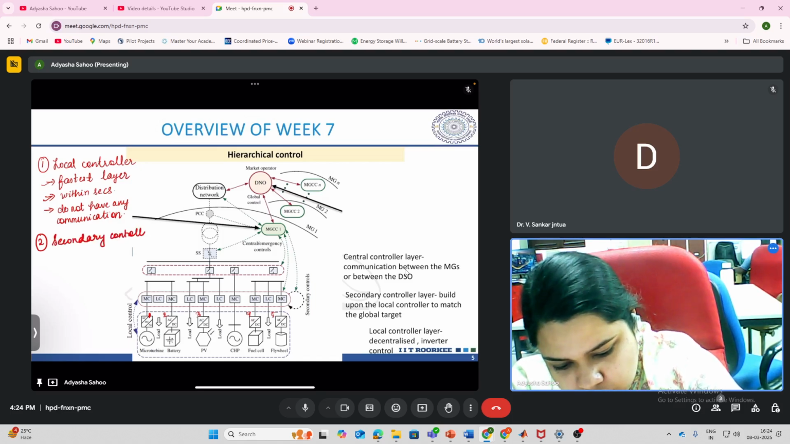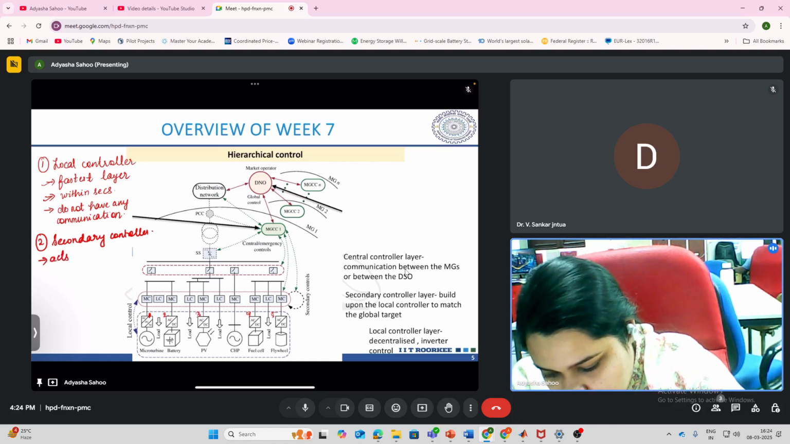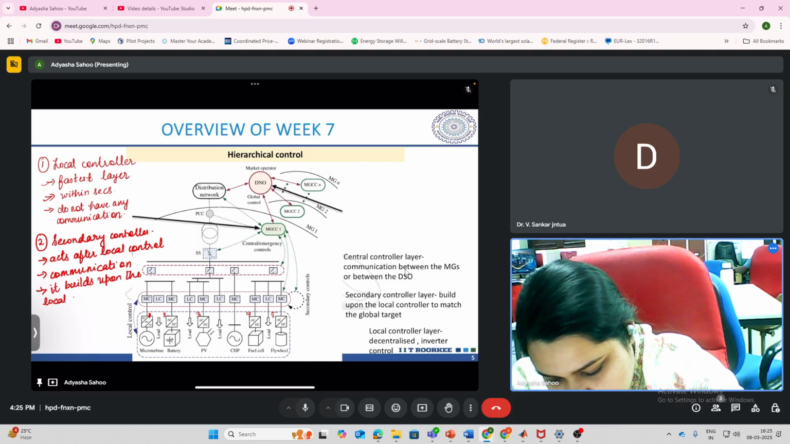The secondary controller acts after the local control, and here you have communication. It builds upon the local controller to meet the global target.